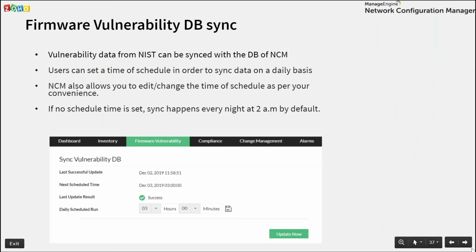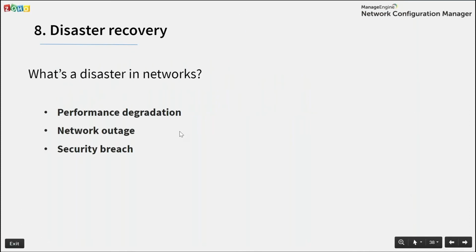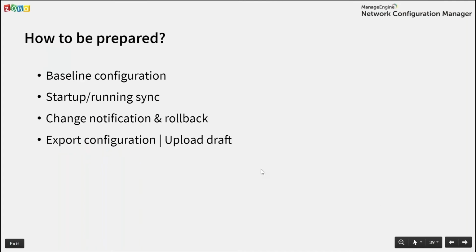And so let's move on to the last part of today's training, which is disaster recovery. What is a disaster in network devices? A continuous performance degradation or a sudden outage or an unexpected security breach can be termed as a network disaster. How to be prepared? Network configuration offers so many ways to be prepared.